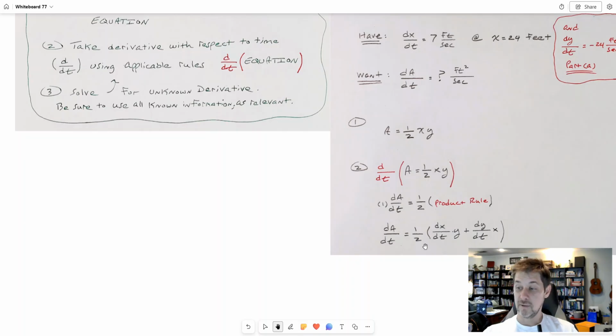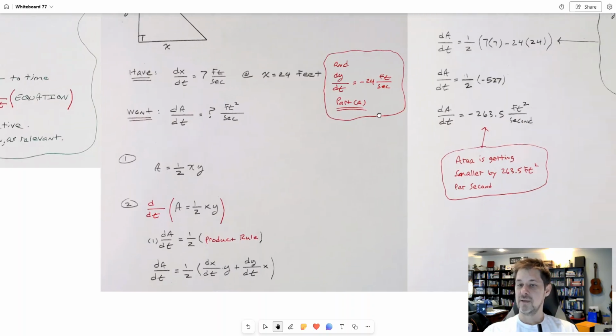The calculus is over at this point. For me to take the derivative with respect to time with whatever rules are applicable is all the calculus that's involved in this. The rest of this would be algebra or geometry or something like that. So when I go to step 3 and I solve this equation that I got in step 2 for the unknown derivative that I want, and I'm sure to use all known information at that point, then that's all that's left. Okay, so let's see.